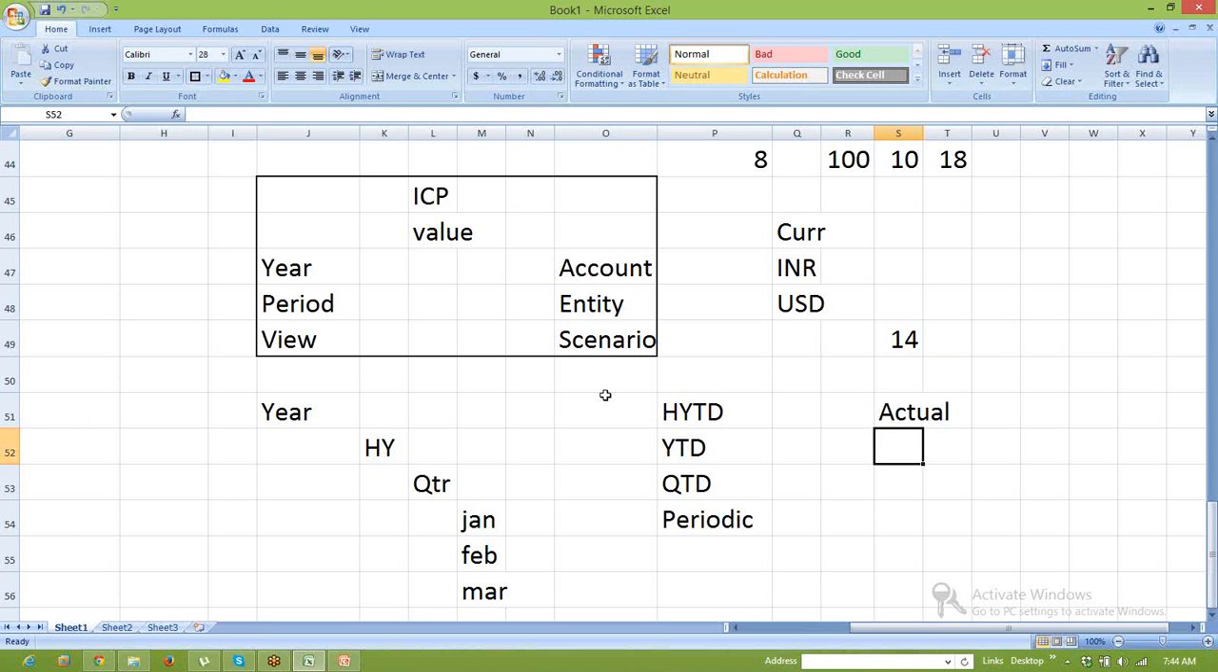These custom dimensions are always associated with your account dimension, because when you want any detailed information or any movements or calculations for your account dimension, only by using the custom dimensions can we achieve the calculation. So whenever you have an account dimension, it should be combined with custom dimensions. So custom dimensions are always associated with your account dimension only.